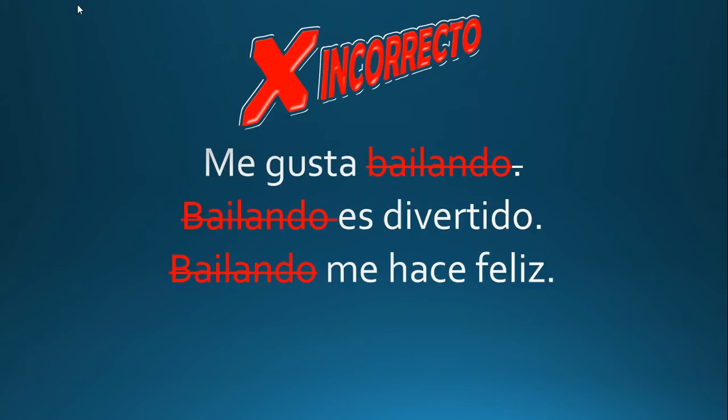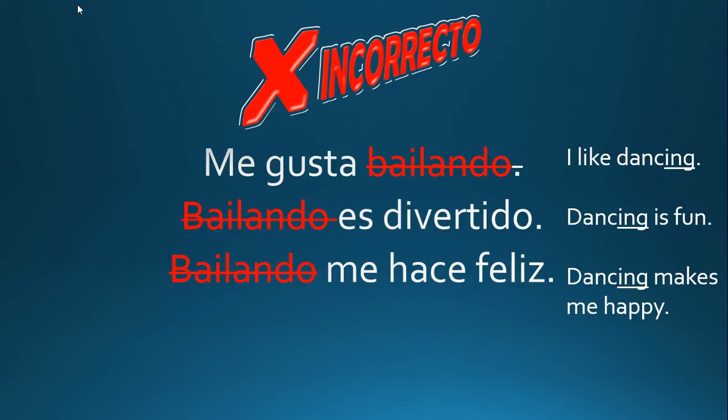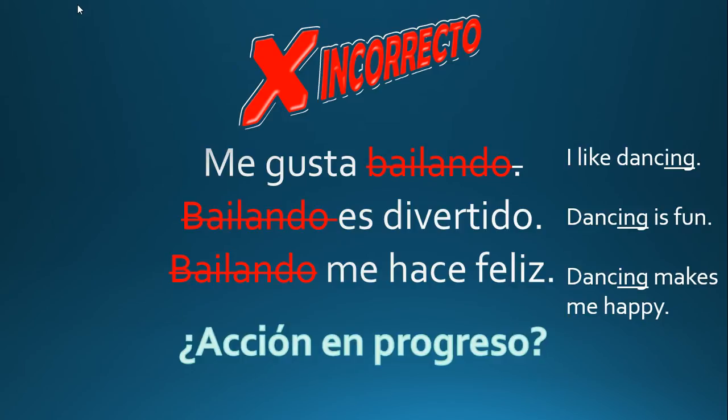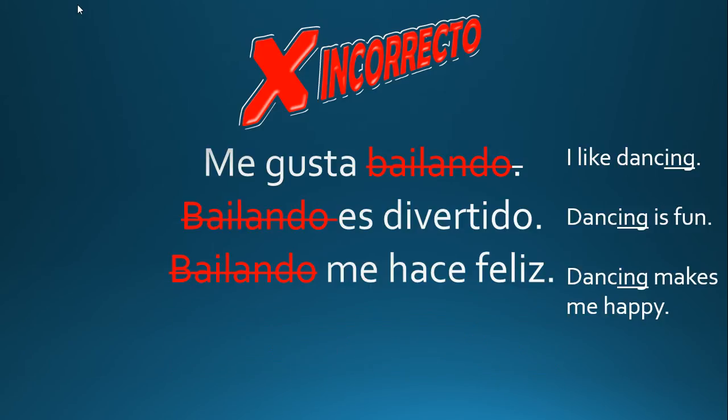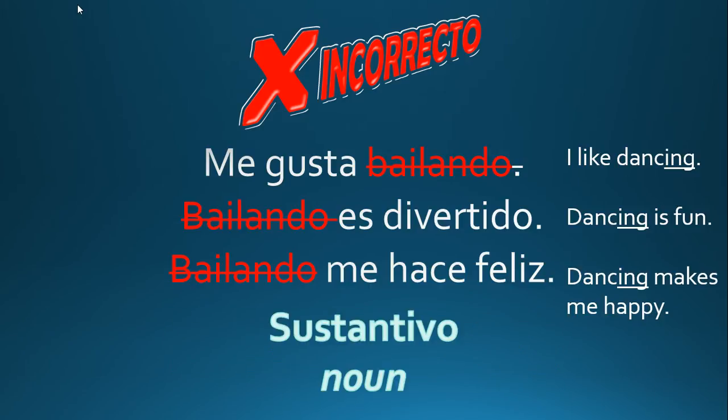So, okay, why are these wrong? I like dancing. Dancing is fun. Dancing makes me happy. We would end the verbs with ing in English. Well, let's think about how this word is functioning in the sentences. Are we talking about actions in progress here? No. Dancing is fun. That's not anything in progress. That's something in general, dancing in general. So dancing is acting like a noun here. Un sustantivo, it's acting like a noun here.